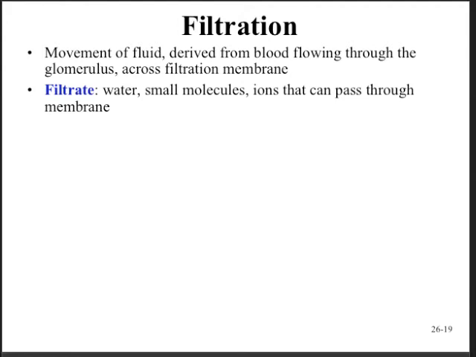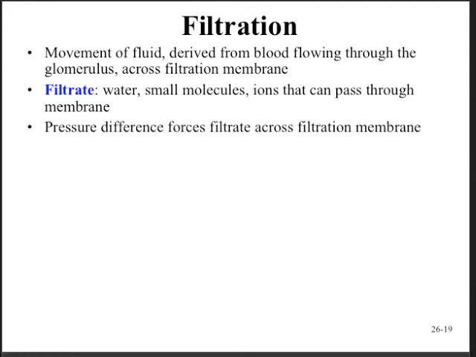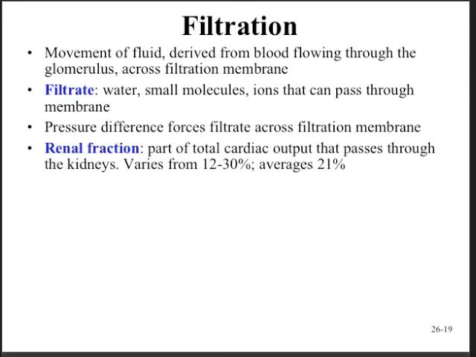The filtrate is simply the stuff that passes through the filtration membrane, and those are essentially molecules that are below a certain molecular weight. Remember that they have to cross the endothelial cells, the basement membrane, and also the podocytes that wrap around the glomerular capillaries. The pressure difference is what forces the filtrate across the filtration membrane, working in concert with the osmotic pressure that exists both in the blood and also in the filtrate itself.